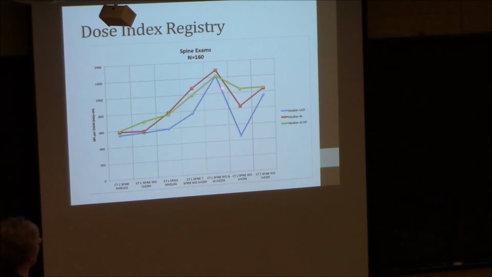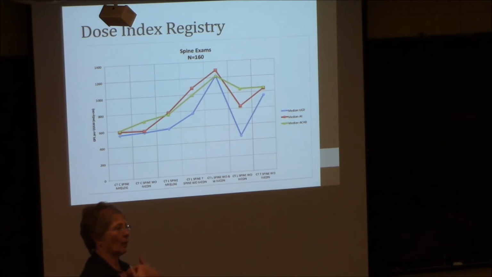So here, blue is ours for these spine exams. Green is all the other academic institutions that participate in this. Red is all institutions across the country. And then you can look and say, am I way above somebody? Or am I way below them? Or am I in the right ballpark? So it gives you a way to compare your procedures to what everybody else is doing.